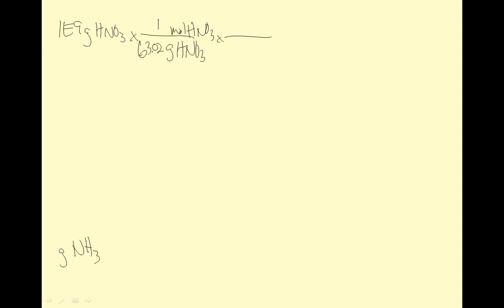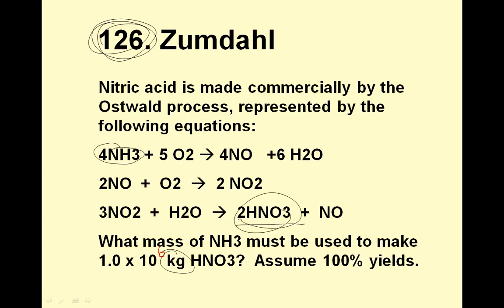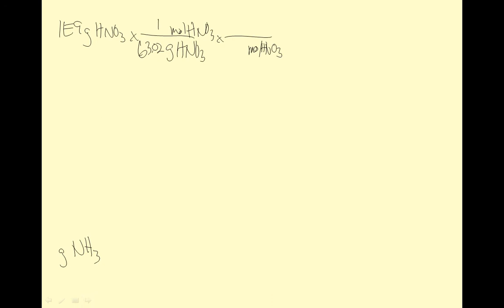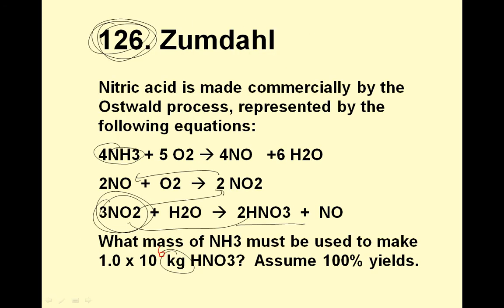Then I know I want to get out of moles of nitric acid. And let's see what I can go into. So if I am in moles of nitric acid, I'm trying to get here. Should I go into water or should I go into NO2? Well, I should go into NO2 because that will then get me out of here. So water is no good to me. So 2 moles of HNO3 makes 3 moles of NO2. Do you see how those equivalencies come from the balanced equation?